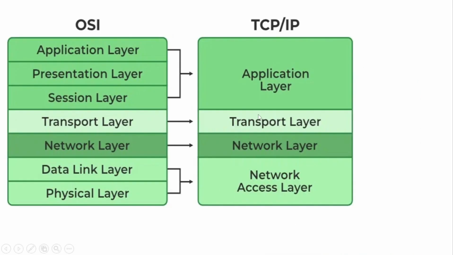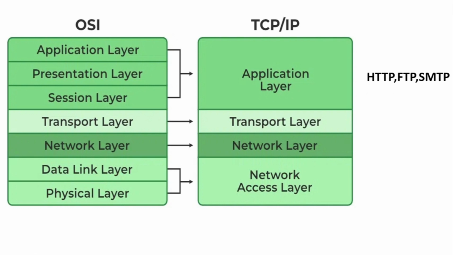Okay, so let's compare these two models. The OSI and the TCP models, this is the change that has been done between the two of them. The application, the presentation, and the session layers are now combined together to be called the application layer. The transport layer still remains the same. The network layer still remains the same. The data link and the physical layer are now combined together to form the network access layer. So let's see the protocols and some devices in each of these layers.